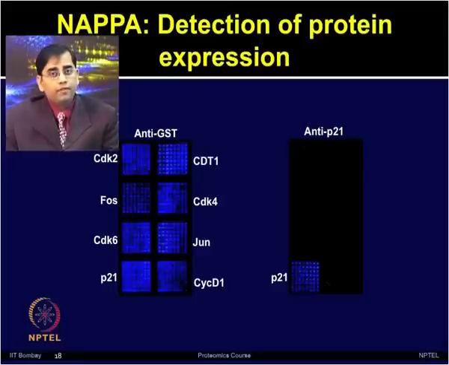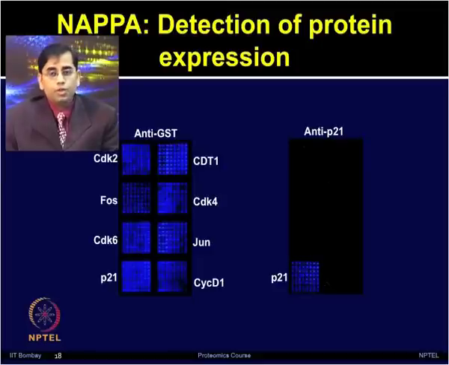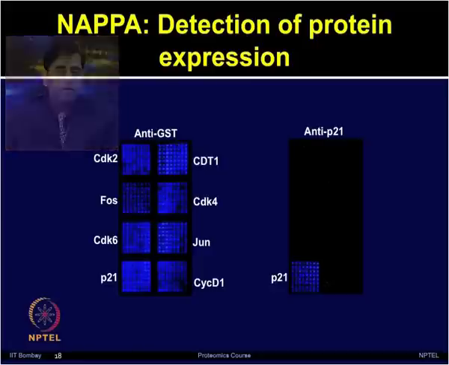But how specific is the protein expression? To ensure specific protein expression, one can use a protein-specific antibody such as the one shown in the right panel, where an anti-P21 antibody is used and only P21 printed spots are showing signal and the other 7 proteins are not showing any signal.